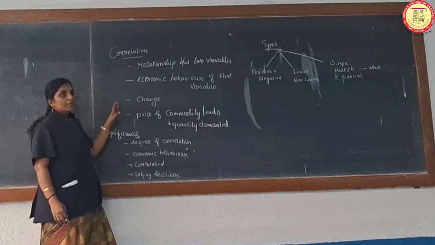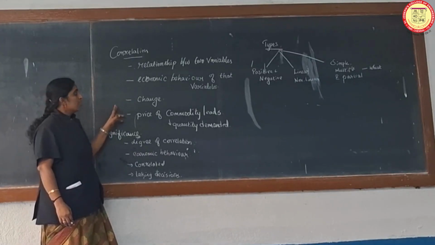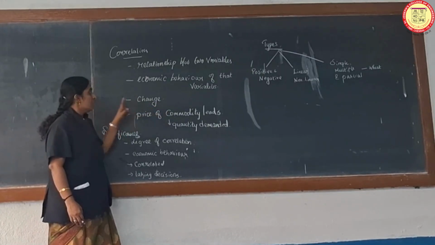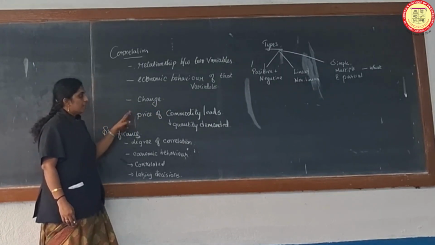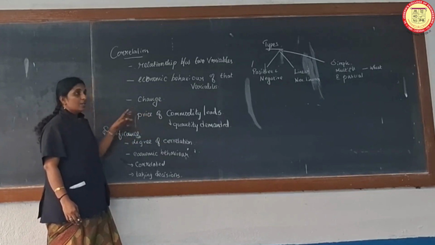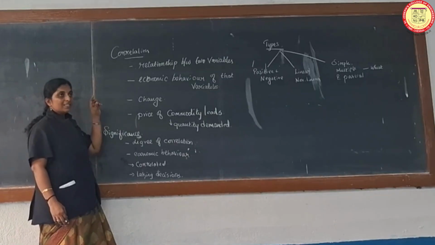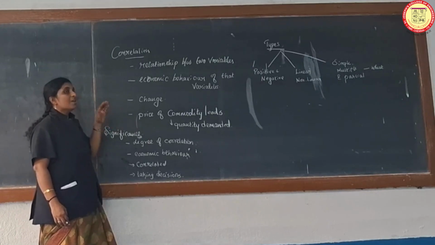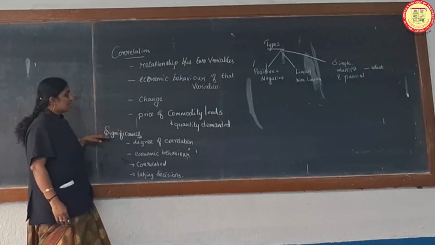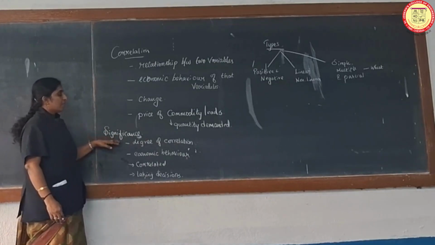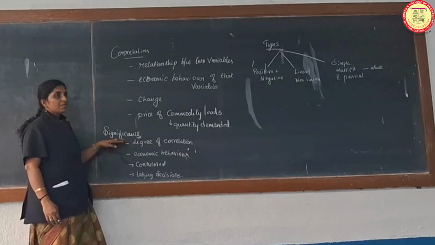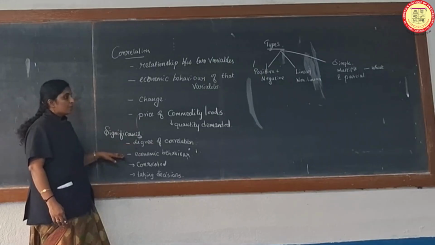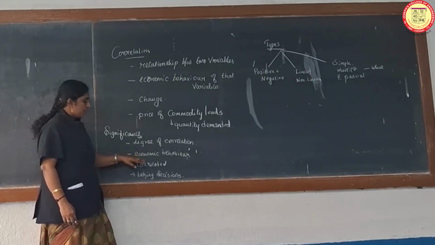For example, if two variables are said to be correlated, any change in one variable causes a change in the other. The price of the commodity leads to a change in the quantity demanded, and another example is that an increase in the salary of employees gives a better outcome. So the significance of correlation is, first, that it is used to determine the degree of correlation, and next, to understand the economic behavior of those variables.